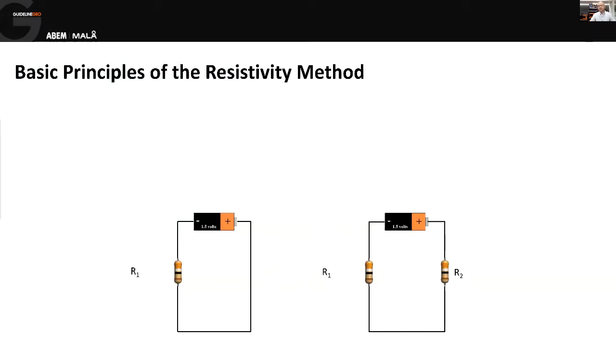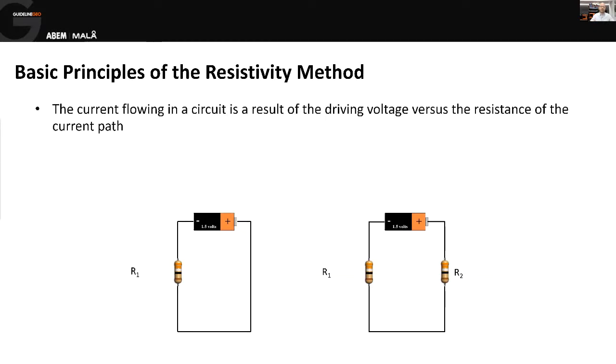The principles that we use are some of the most basic principles in physics, and it's to do with how electrical currents flow around a circuit. So the basic principle is that the current flowing in a circuit is related to the driving voltage, so how much power we have in our battery, against the resistance to the flow of current through the circuit. So if you have more resistance, then the current starts going down. If you have more voltage, the current will start going back up again.